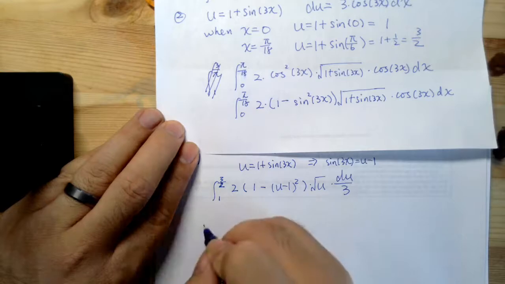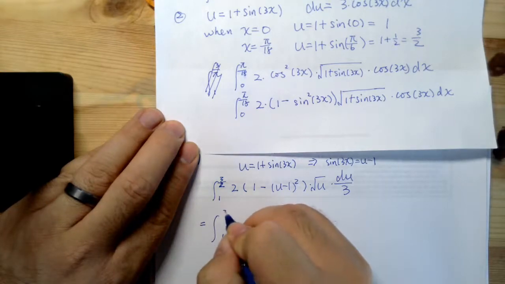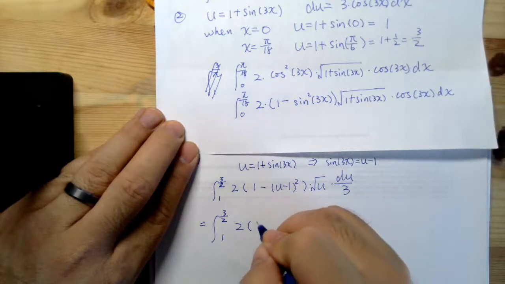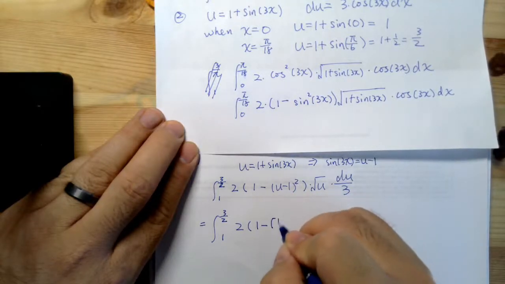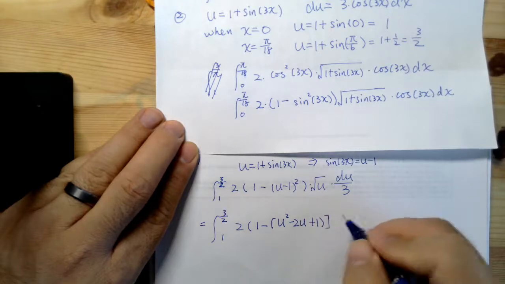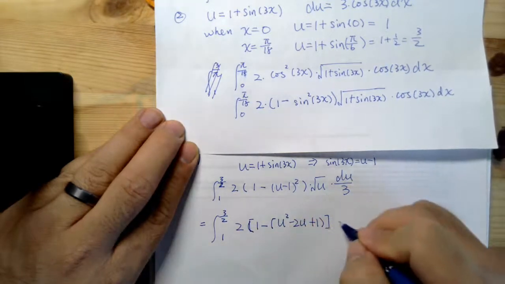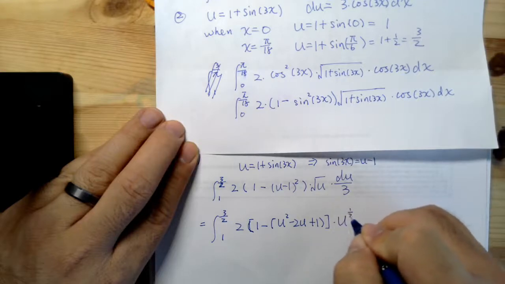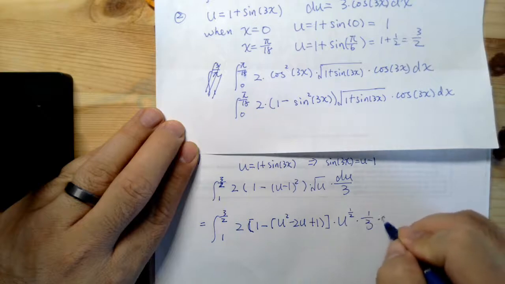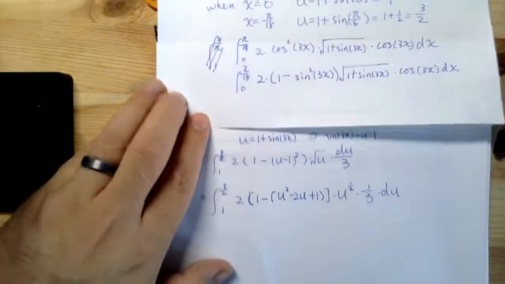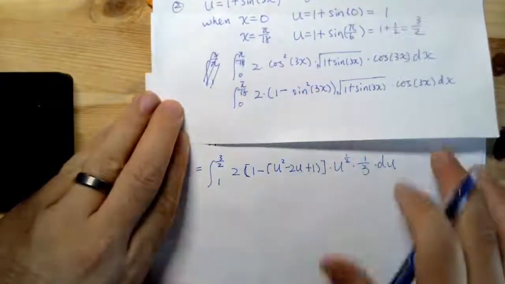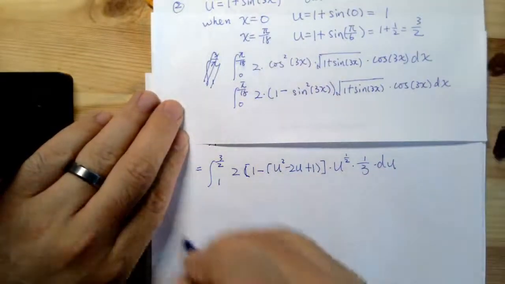So it turns out this is from 1 to 3 over 2. We have 2 times 1 minus, for this part, let's still have u squared minus 2u plus 1. Maybe start to use brackets. Okay. This is going to be u to the power half. And of course, you have a times 1 over 3 times du. Okay. And then we can start to simplify it a little bit.